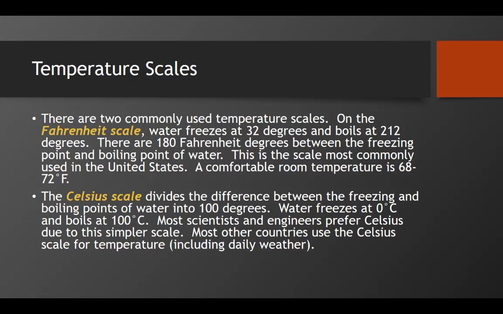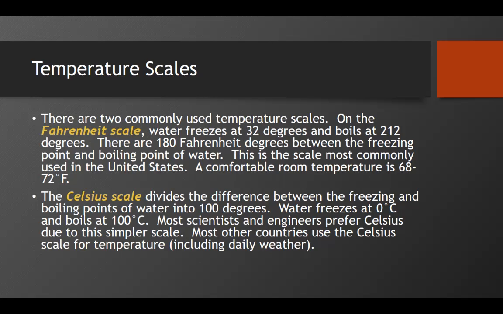There are two really commonly used temperature scales. The first of these is the Fahrenheit scale, and that's the one we typically use here in the United States. If we compare it to water, water freezes at 32 degrees, boils at 212. You'll remember that from our warm-up sheets. There are 180 Fahrenheit degrees between the freezing and boiling point for water, and this scale is most commonly used here in the US. A comfortable room temperature on the Fahrenheit scale is somewhere between 68 and 72 degrees Fahrenheit.